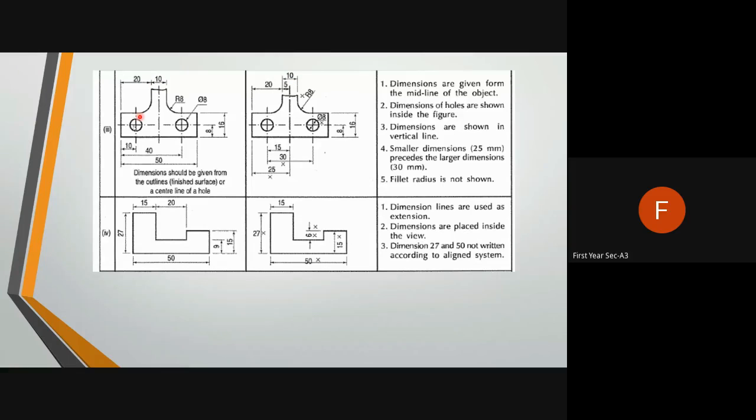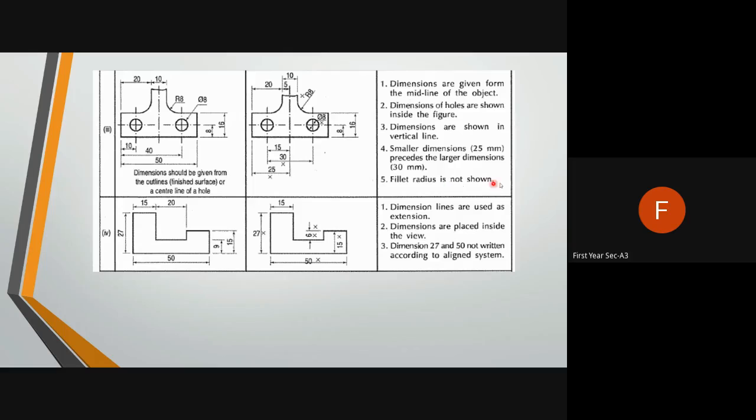10, here 20. Now see, from this point to this point 40 mm, from this point to this point 50 mm. This is the smaller dimension, then this is the bigger dimension. Okay, dimensions are given from the midline of the object. It should be given from the midline of the object. Now this is correct, but this is wrong. Okay, we can't use this, because it should be complete from this to this. Okay. Smaller dimension precedes the larger dimension, means you should give it first. Now this is 25 mm, it is the smaller, so it should be up and this 30 should be down.